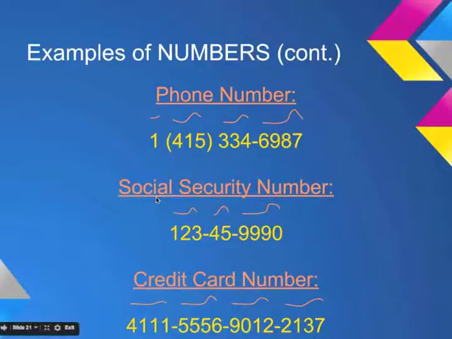Social Security numbers are basically grouped in patterns of 3, 2, and 4. Once again, we will generally put the focus on the last number of each particular part of the number, and pause in the middle. 1 2 3, 4 5, 9 9 9 0.